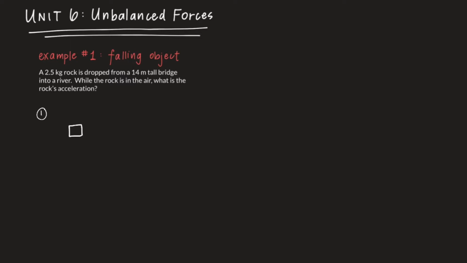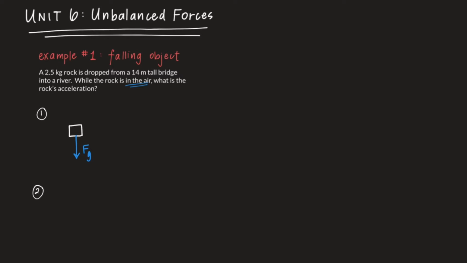So I'm going to draw a box for my rock. That box represents my rock. It is in the air. It's on Earth, so we're going to have the force of gravity pulling down. But since the rock is actually in the air, that's the only force that's acting on it. If it's in the air, it can't be acted on by any surface. It's not sitting on the ground, it's just falling through the air. So the only force that's acting on it is the force of gravity. So that's our free body diagram.